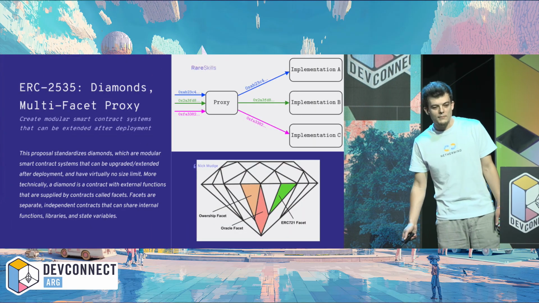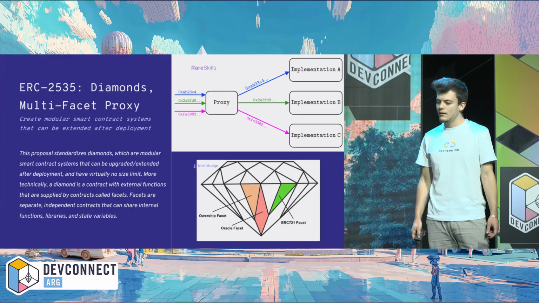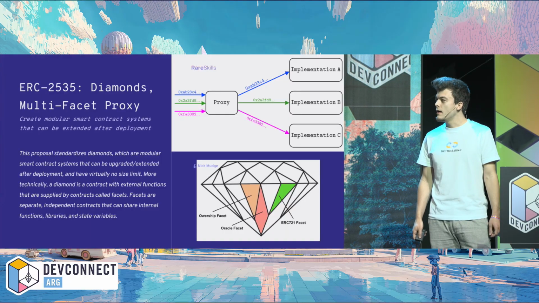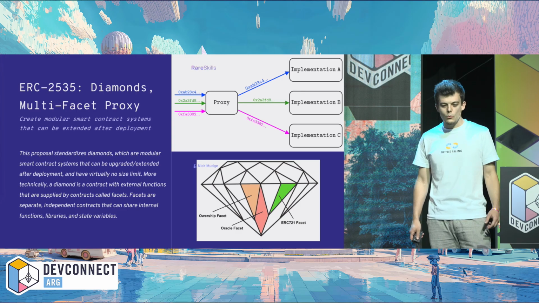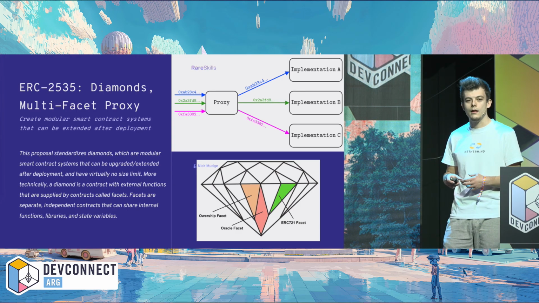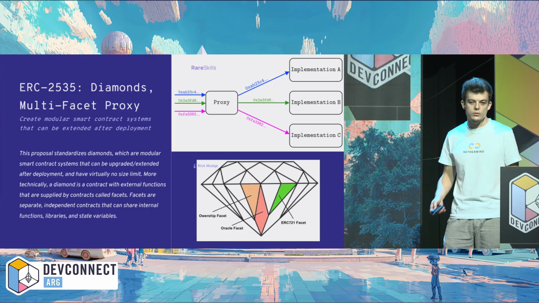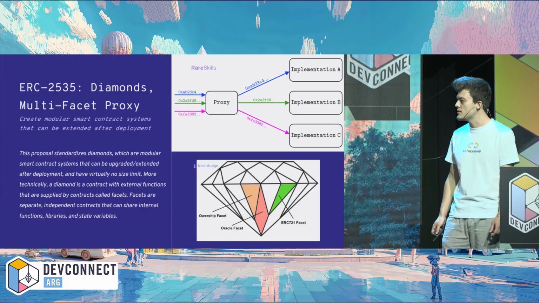So let's take a step back and talk about something else now. You'll see why. It's diamond multifacet proxy. I'm not going to get too into it. What you need to know about this is it's a proxy that has multiple instances and interfaces that can interact with it, and they all share the same storage, which is pretty cool, and it has some interesting use cases.